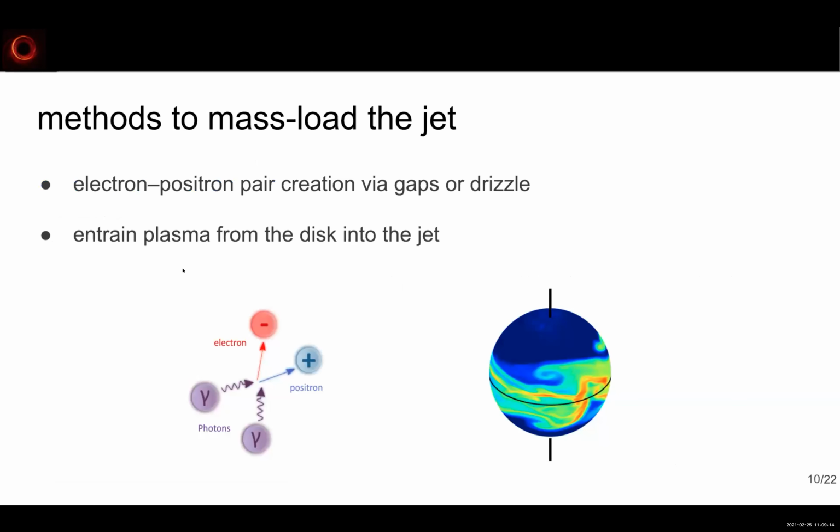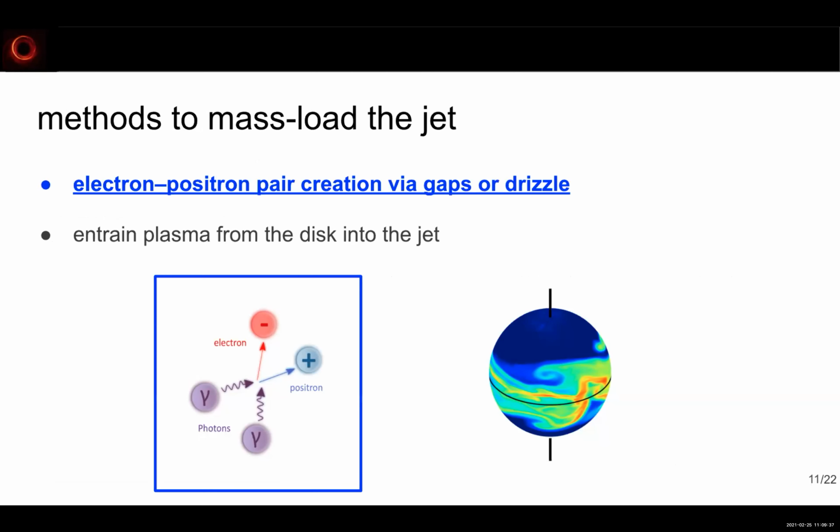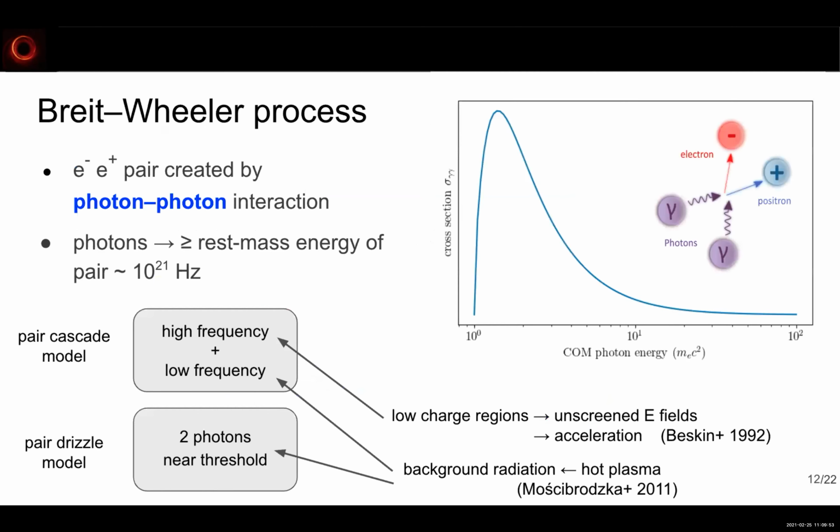And in this talk, I just want to briefly overview 2 of the different processes by which you can end up getting matter into the jet, by which you can mass load the jet. The first is this electron-positron pair creation that Sasha talked about. And the second will be matter entrainment directly from the disk into the jet. So I'll start with the electron-positron pair creation. And as Sasha mentioned, there are broadly 2 different channels for how electron-positron pair creation can happen. Broadly, we call these different channels gaps versus drizzle. And so I will recap Sasha's really great initial slides in his presentation.